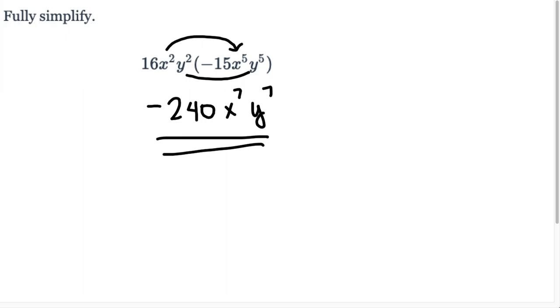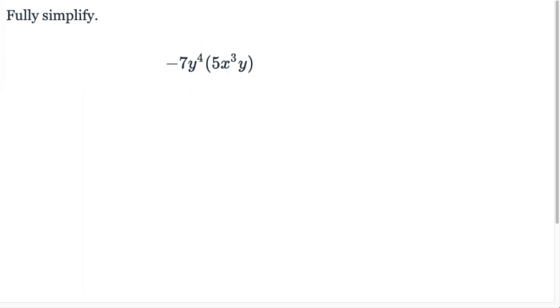All right, let's say you do this one and see if you can get it correctly. Okay, first we're going to multiply our coefficients. Negative 7 times 5 is negative 35. Then there is no other x to the third power, so it can't combine with anything else, and I'm just going to bring it down, x to the third power, marked in green. And in blue, y to the fourth power times y becomes y to the fifth power. And this is your final answer.